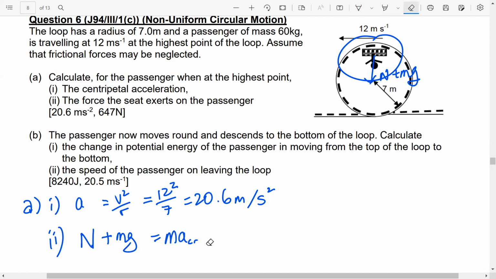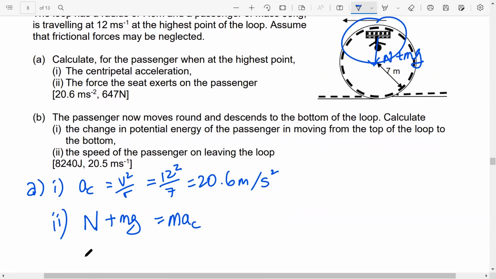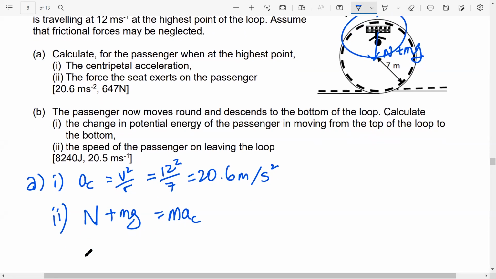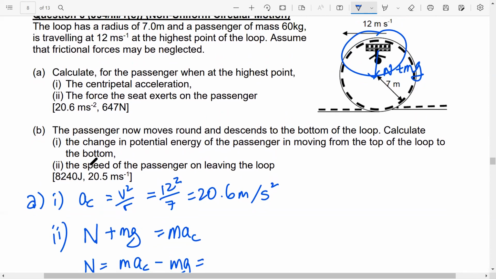Okay, remove the C. The N is not zero all the time. It's a special case when you say just in contact. So for this case, N is not zero, you're supposed to find it. So N equals the mass times acceleration minus mg, so minus 9.8 times the mass, which is 60 kg.